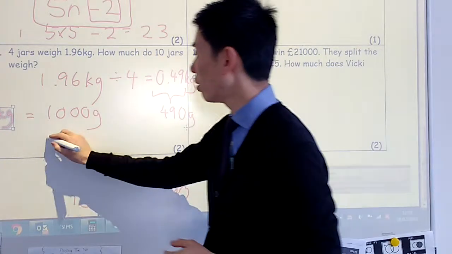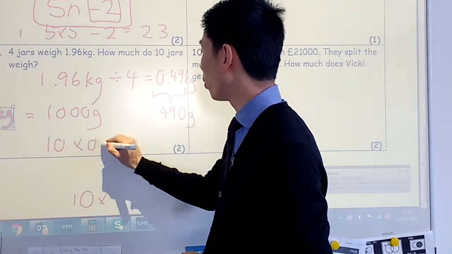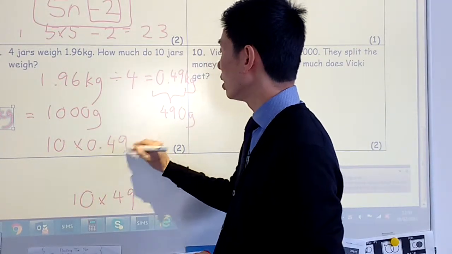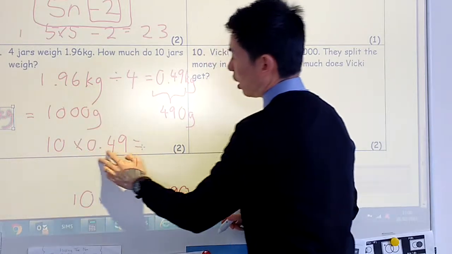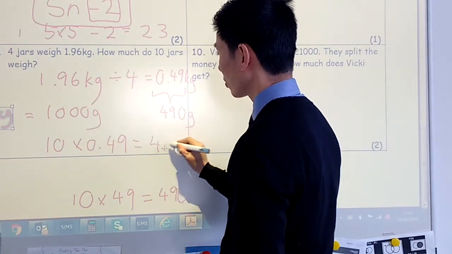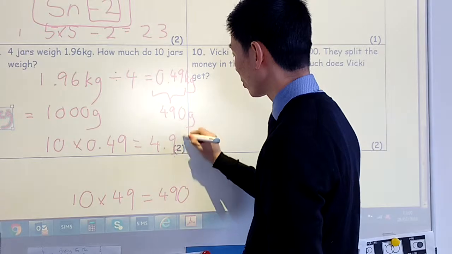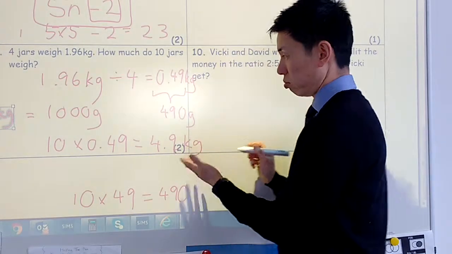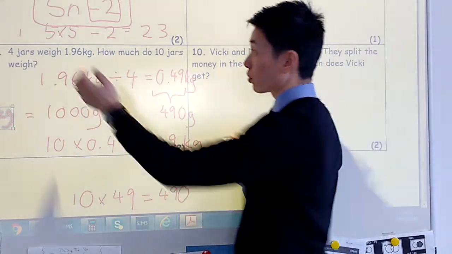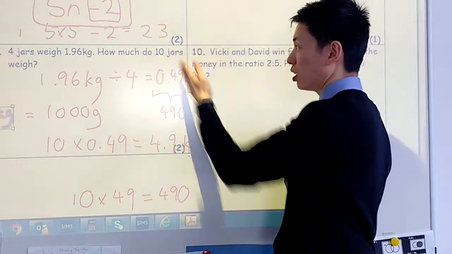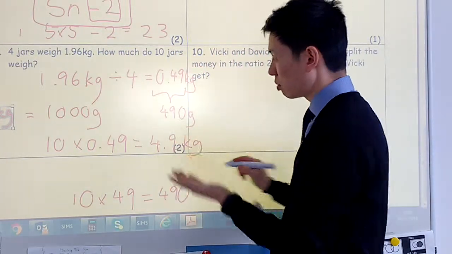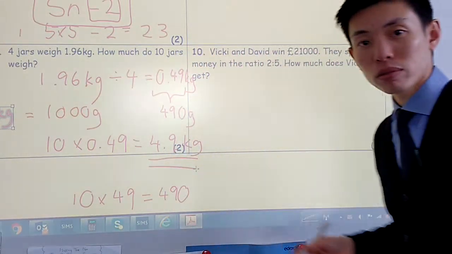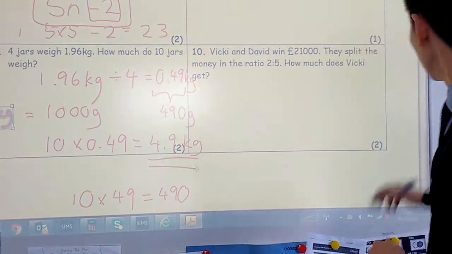So let's go back to solving the problem then. So 10 lots of 0.49 will be 4.9 kilogram. Well, I know it should be bigger than 1.96 because 4 jars is 1.96, 10 jars must be more. So, yeah, that must be correct. Okay, so moving on.